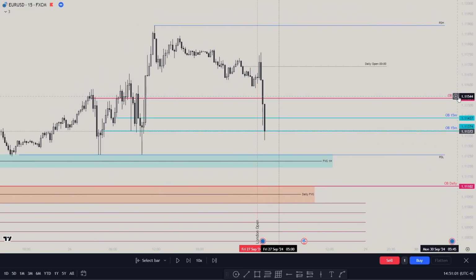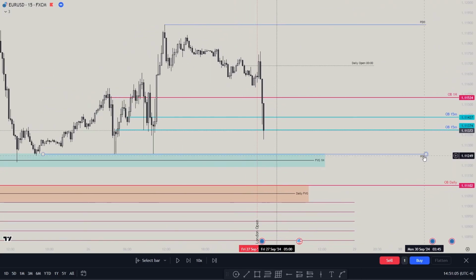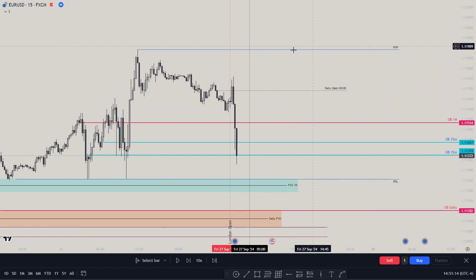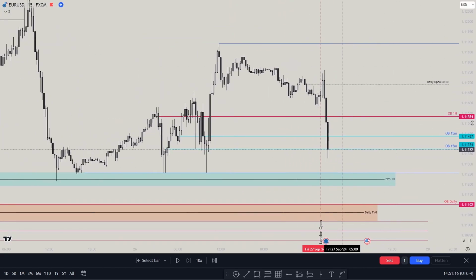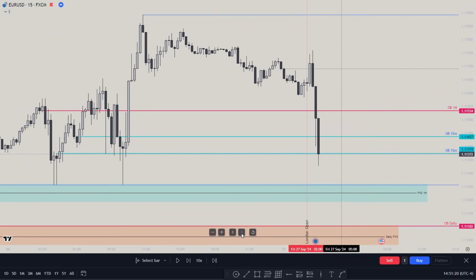So we're basically trading in this form. For example, there is a previous day low here. If the price sweeps the previous day low, then it's going to reverse and go to the previous day high. That's the concept we're using right now, and let's see what happens in the London session.